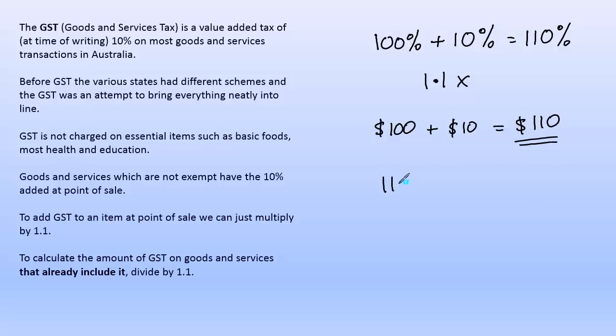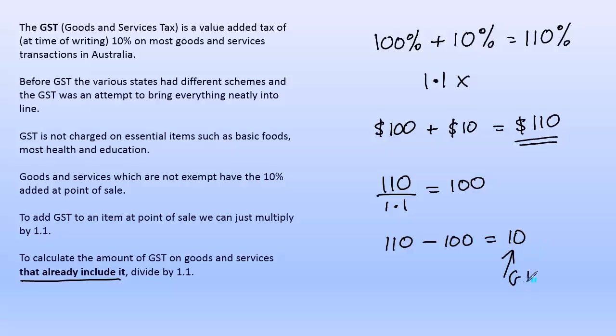Now if I take that 110, so that's a price that already includes GST, and you divide that by 1.1, I get 100. And then to find the GST, I do the 110, take away the 100, and that gives me 10. So this one here is the GST, and this here is the cost before GST is added.